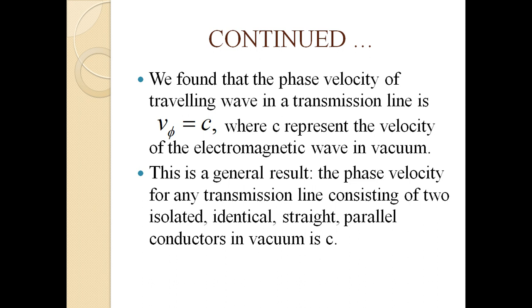Actually, this is a general result. The phase velocity for any transmission line consisting of two isolated identical straight parallel conductors in vacuum is c.